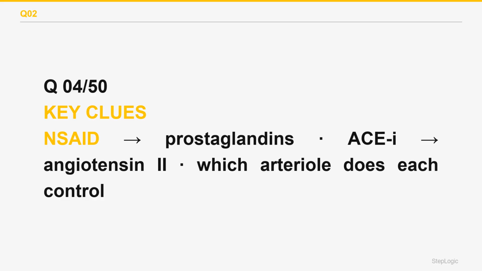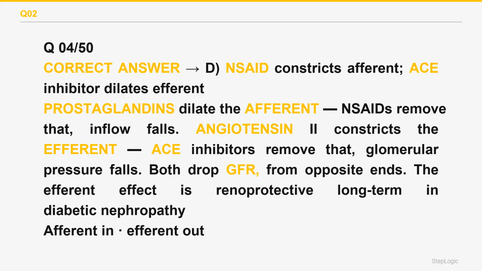Different arterioles, opposite directions, same net drop in filtration, which is why choices A, B, and C each misassign at least one vessel. The correct answer is D. The clinical consequences follow directly and are examined often.